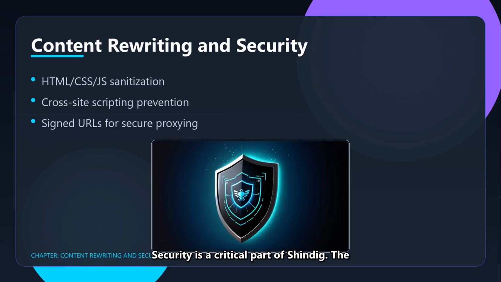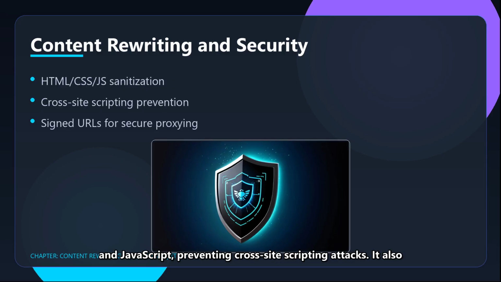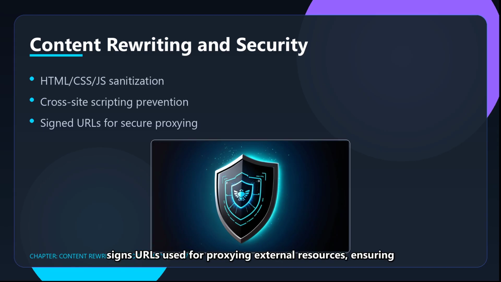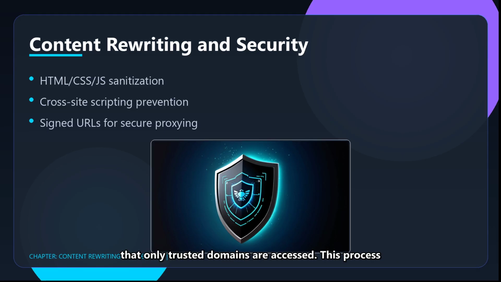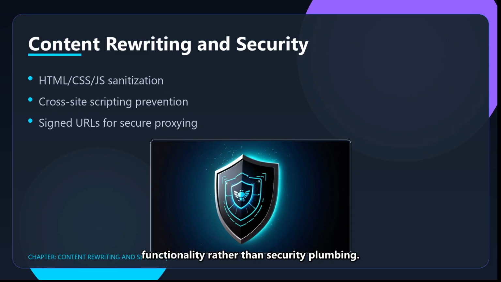Security is a critical part of Shindig. The framework rewrites gadget content to sanitize HTML, CSS, and JavaScript, preventing cross-site scripting attacks. It also signs URLs used for proxying external resources, ensuring that only trusted domains are accessed. This process is handled transparently, allowing developers to focus on functionality rather than security plumbing.